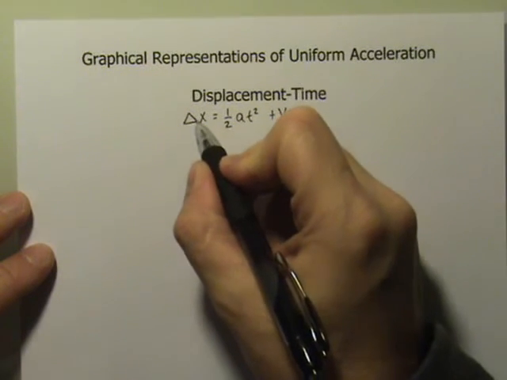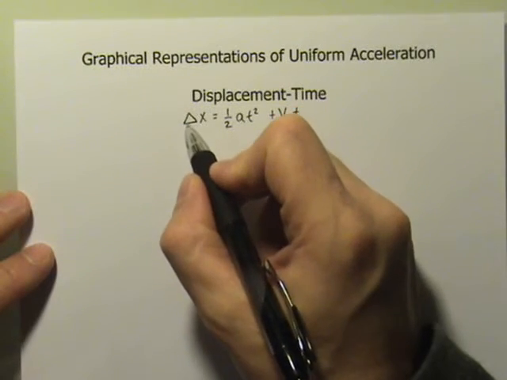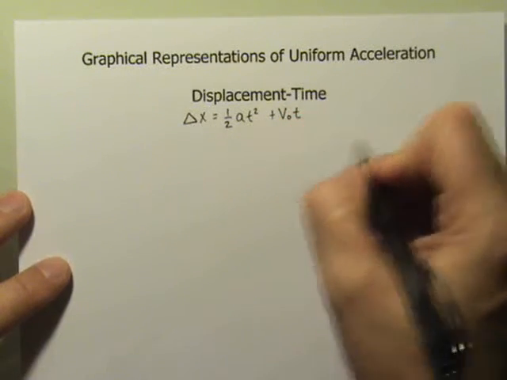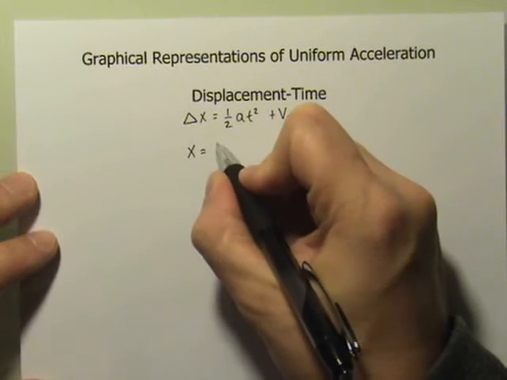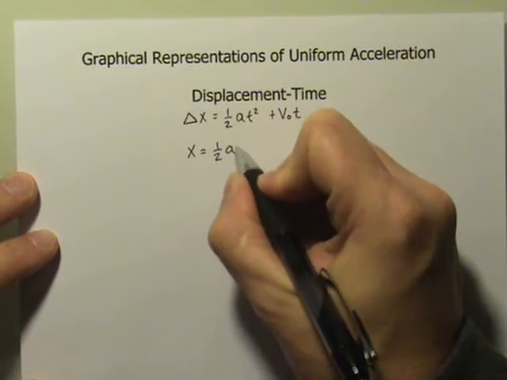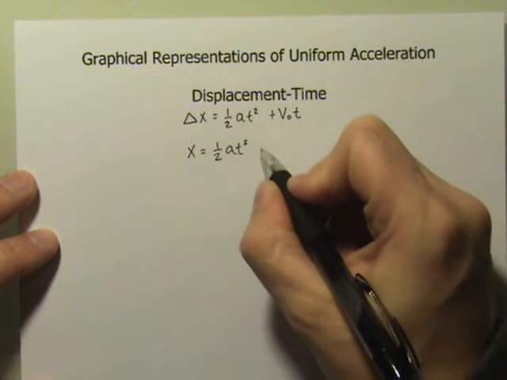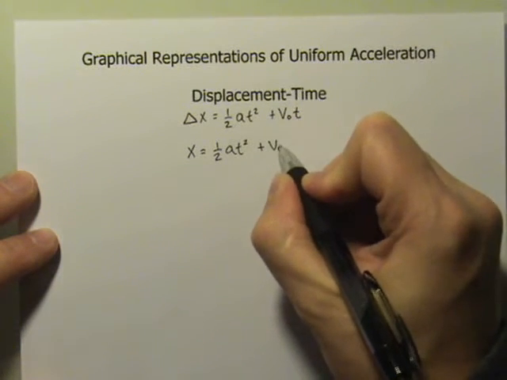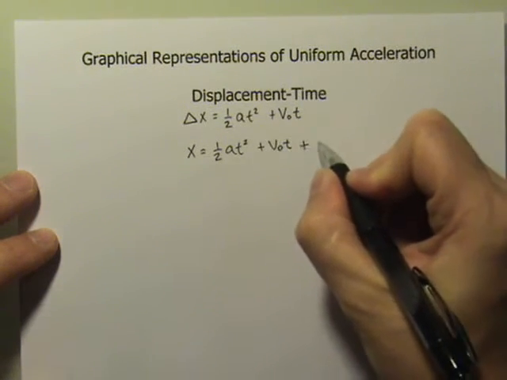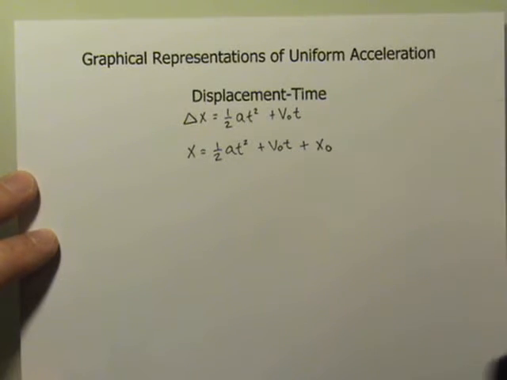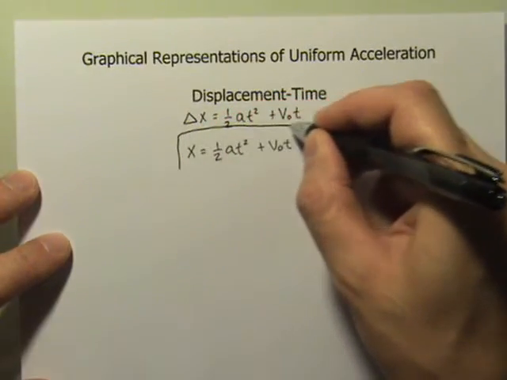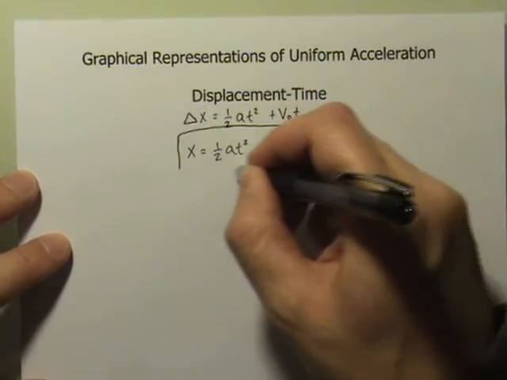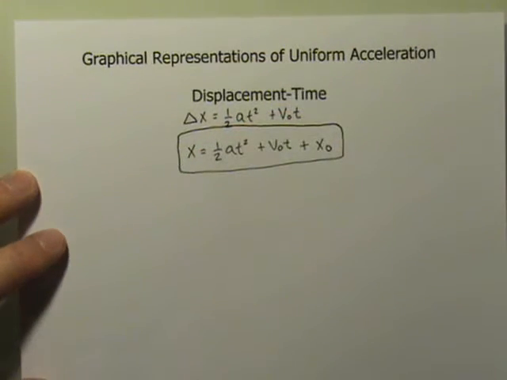or maybe even a better version of the equation would be to break up the delta x, which you know would be x minus x naught, and take the x naught over to the other side, and then we would get an equation that will tell me the displacement at any time based on knowing the acceleration, the time, the initial velocity, and obviously the initial displacement or the initial position. So this equation is the equation of the line that I am about to draw.